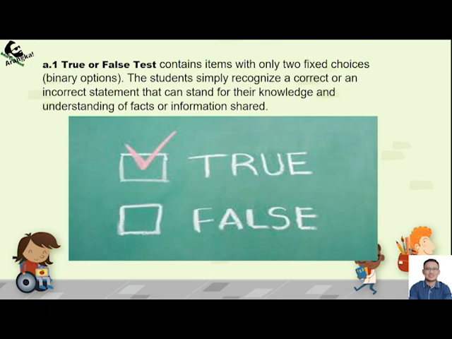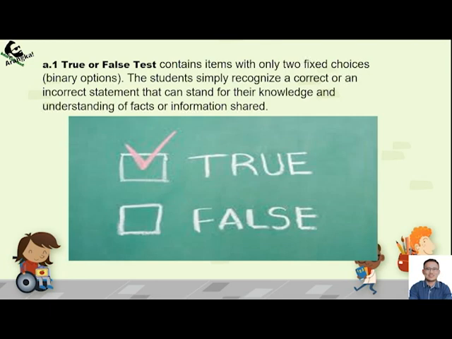Remember, the students simply recognize a correct or an incorrect statement that can stand for their knowledge and understanding of facts or information shared. So meaning, in true or false, the student is only looking for what is correct or what is wrong. It is probably easy because it is just like left or right, up and down.